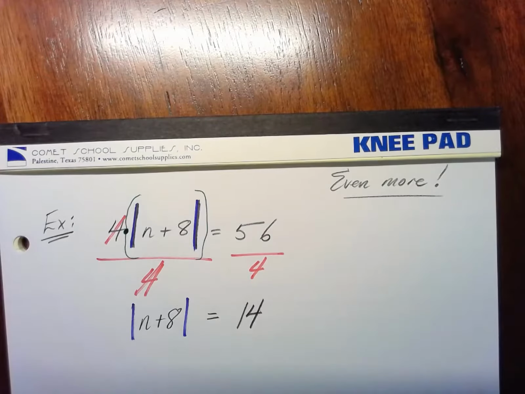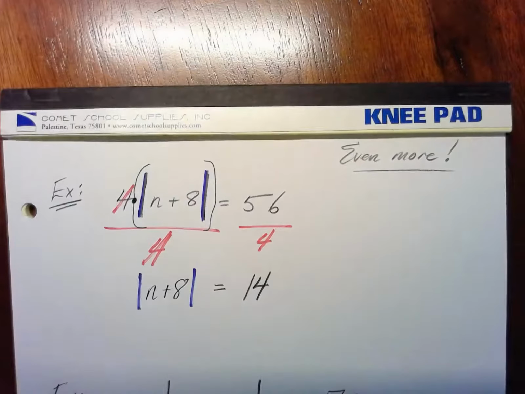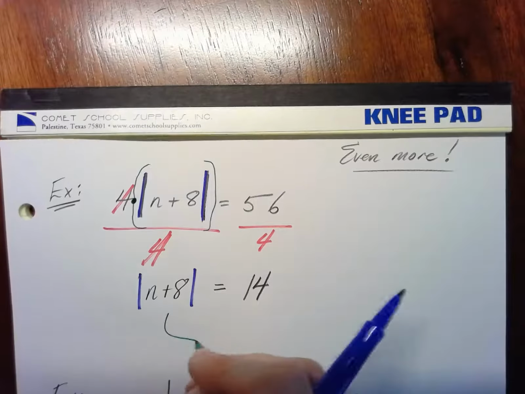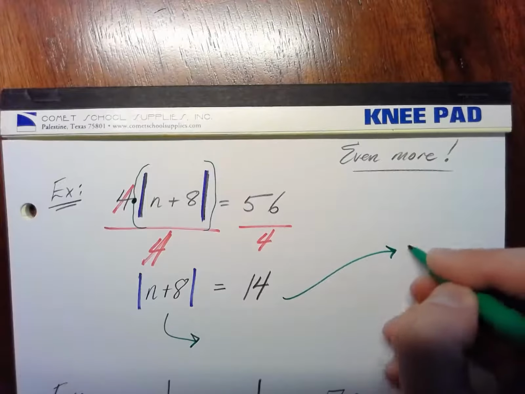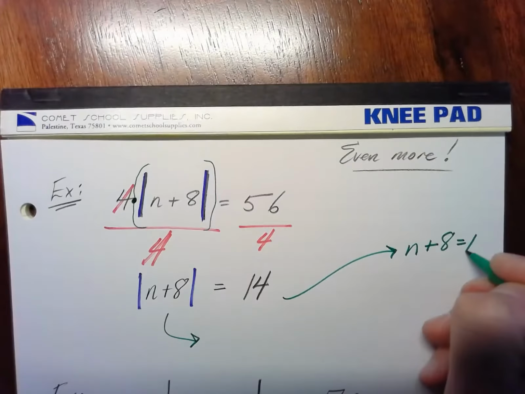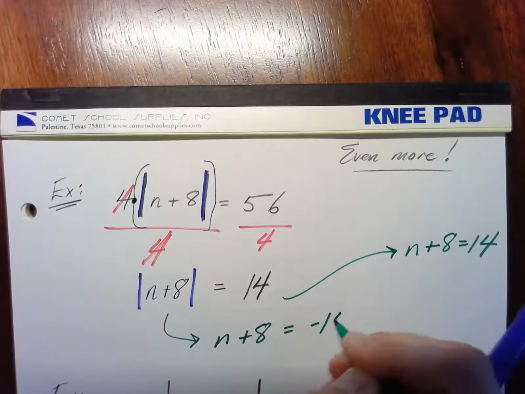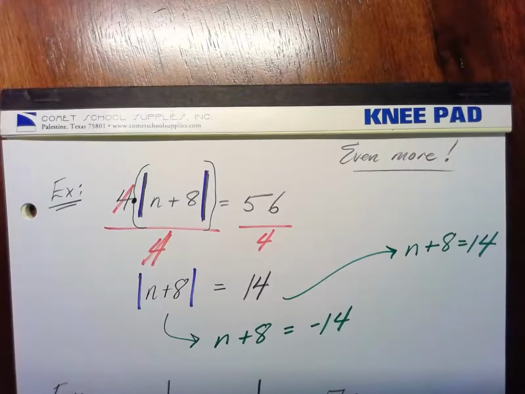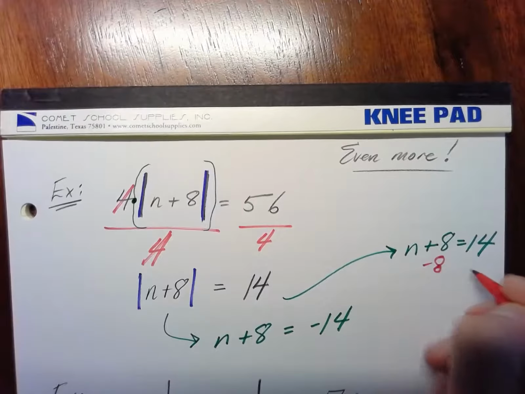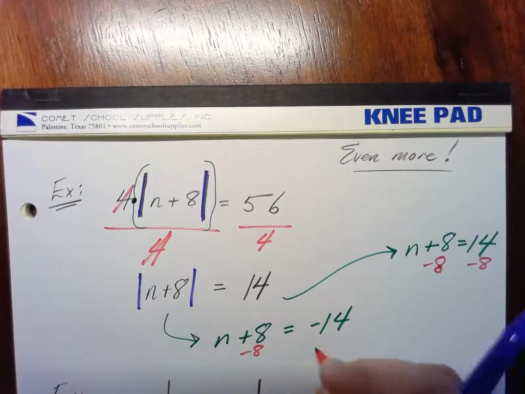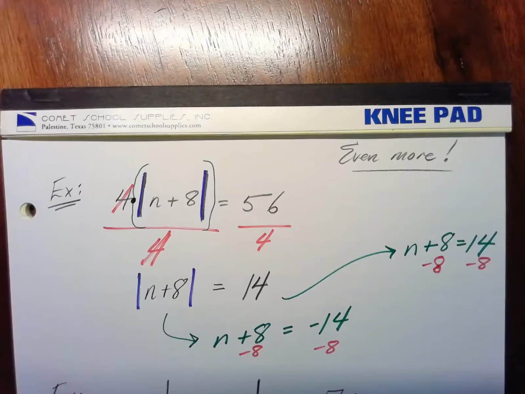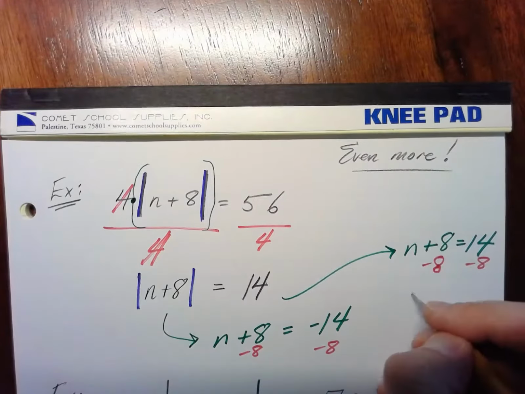So 14, and now this is isolated, so we can just split it apart. Case number 1 is just the regular version, and case number 2 is the negative version. Of course I'm just subtracting 8 here and subtracting 8 over here. So when I balance it, n equals 6.